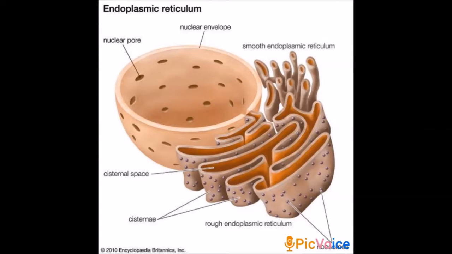So these are the two types of endoplasmic reticulum. Rough endoplasmic reticulum helps in the synthesis of proteins, and smooth endoplasmic reticulum helps in the synthesis of lipids. Lipids are nothing but fat materials. So this is the structure of endoplasmic reticulum.